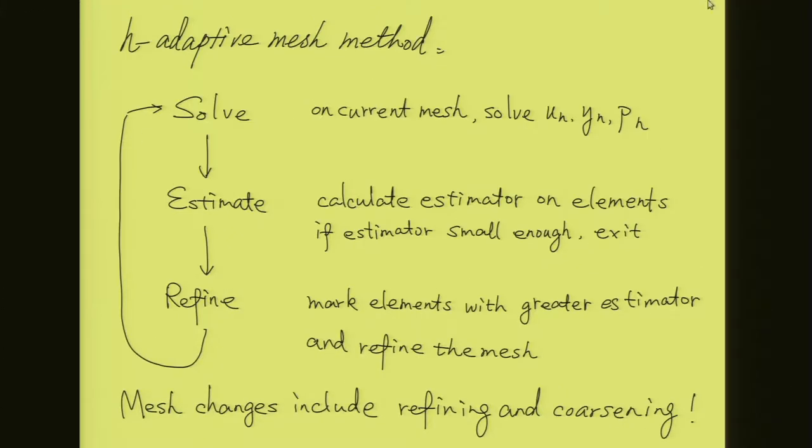And then with this error estimate, we can have this so-called adaptive mesh method. The first thing is that on the current mesh, we solve u_h, y_h and p_h, which itself is already an iterative procedure. And then we give the estimator based on the formulas in the last slides.